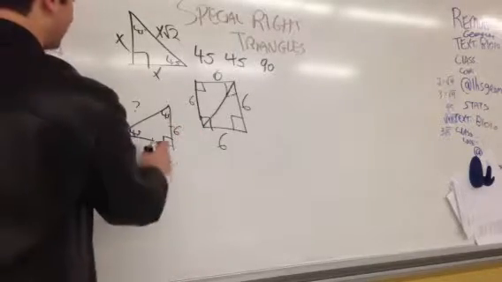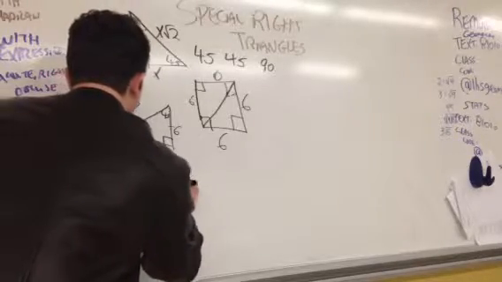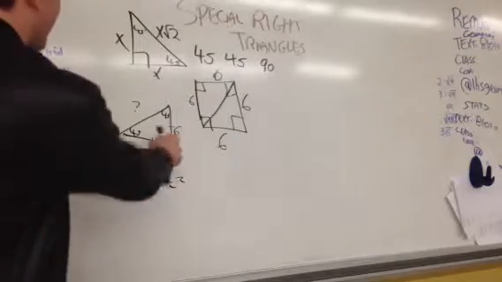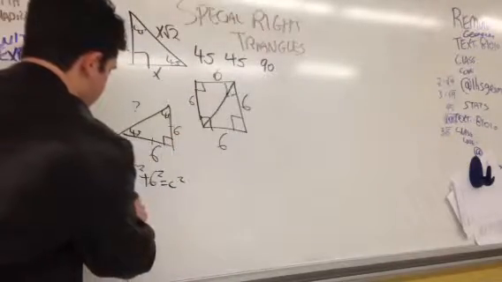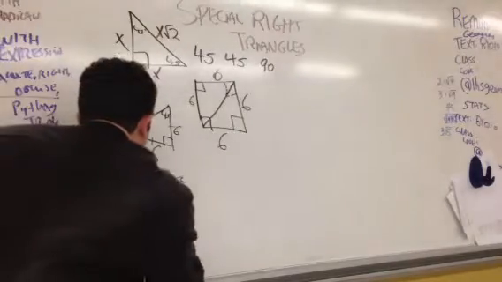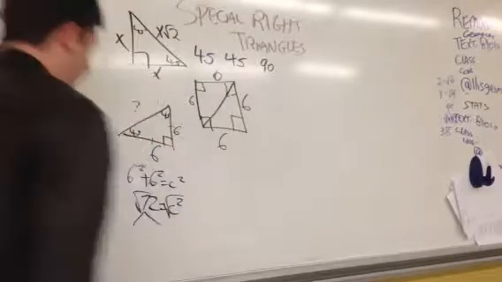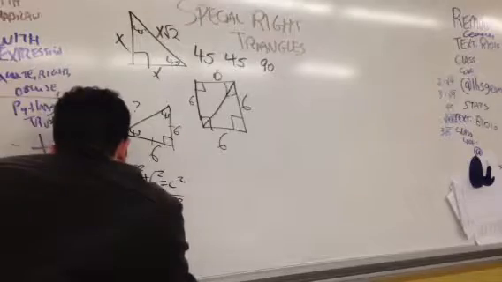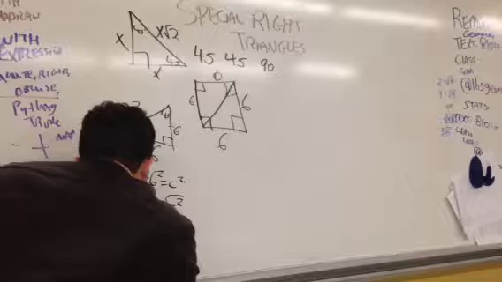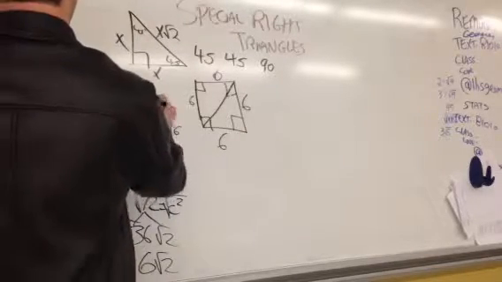So if this is 6 and this is 6, I'm trying to figure out what this is. 6 squared plus 6 squared equals c squared. A squared plus b squared equals c squared. Why? Well, we have two side lengths here. 36 plus 36 together gives me 72. 72 equals c squared. Can I pull a square root out of it? You betcha. So this is square root of 36 times the square root of 2. Square root of 36 is just 6, so this is 6 square root 2.